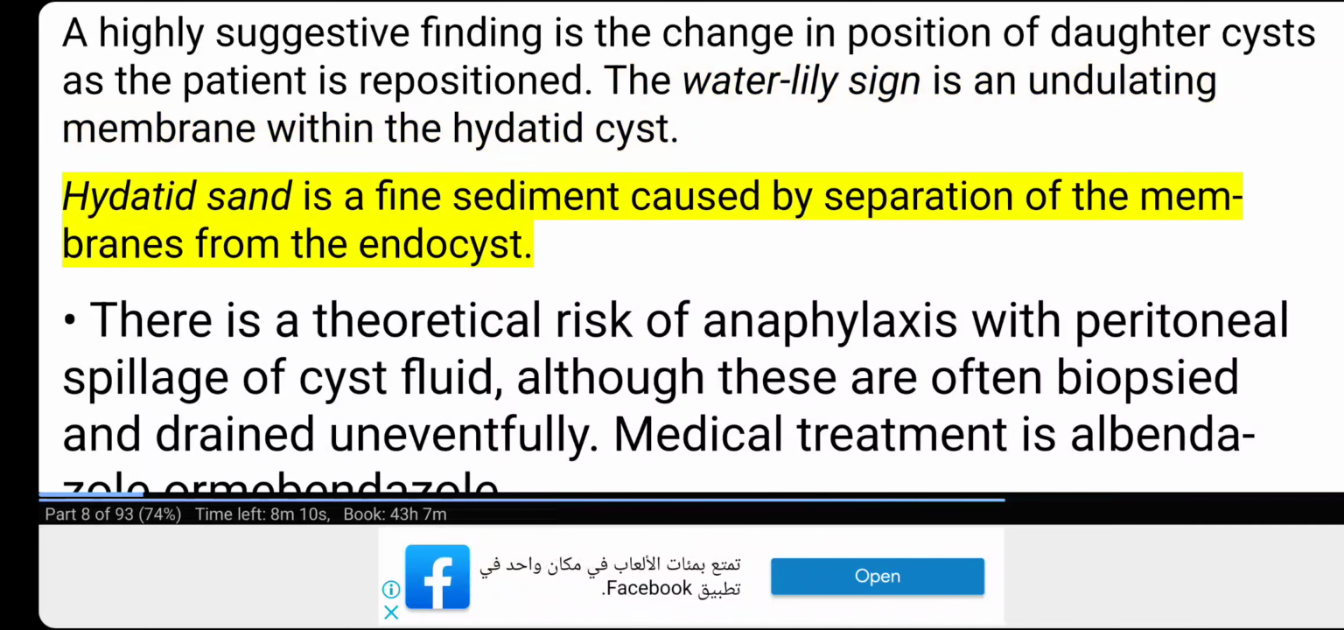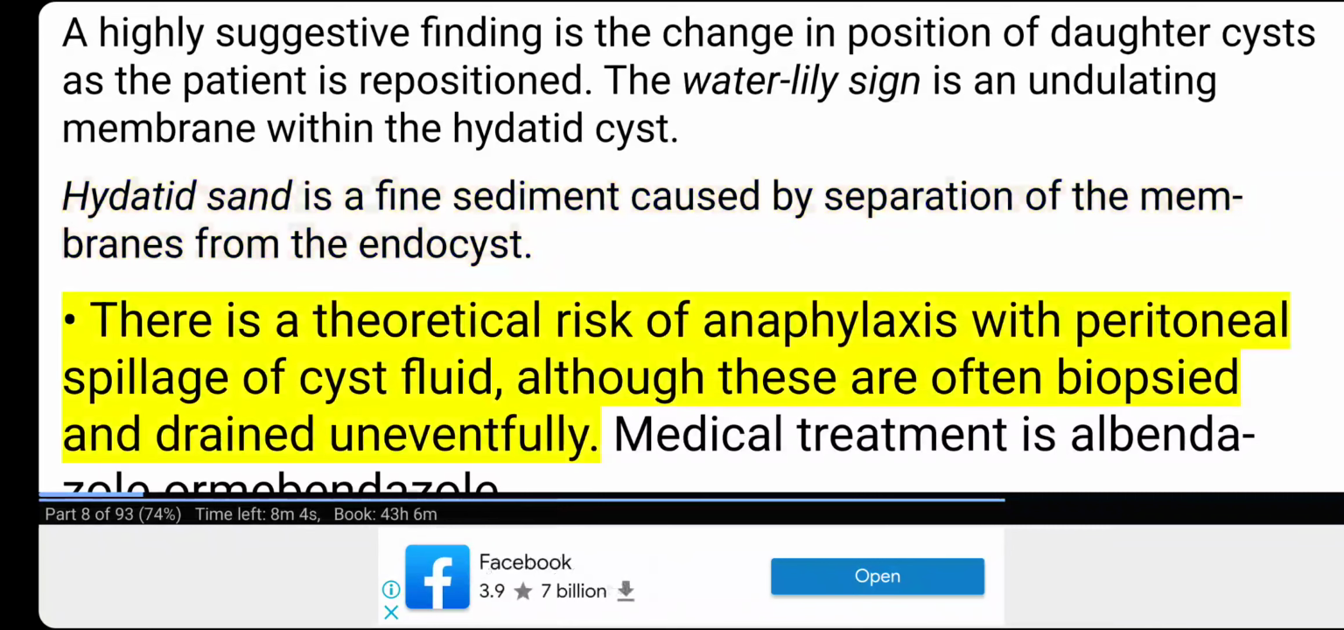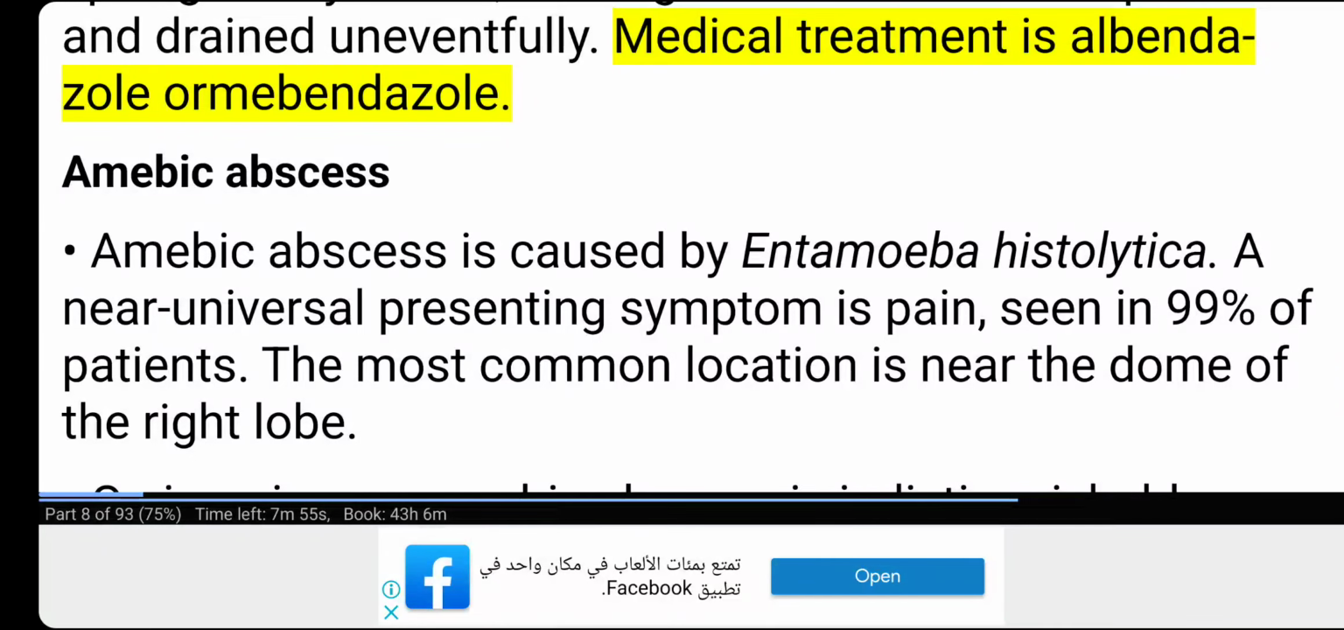Hydatid sand is a fine sediment caused by separation of the membranes from the endocyst. There is a theoretical risk of anaphylaxis with peritoneal spillage of cyst fluid, although these are often biopsied and drained uneventfully. Medical treatment is albendazole or mebendazole.